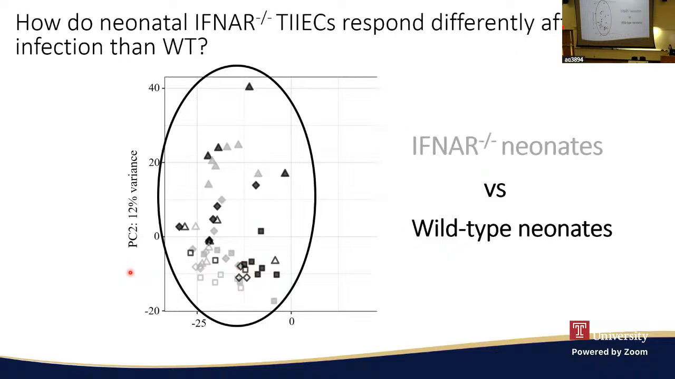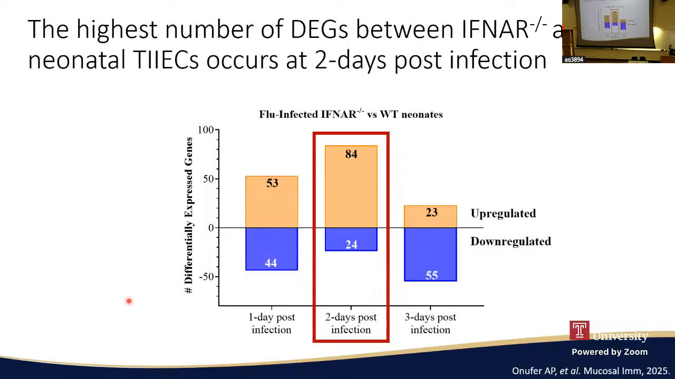But the one comparison we were really interested in was the IFNAR neonates versus the wild type neonates, to understand how these type 2 epithelial cells respond differently in the presence or absence of interferon signaling. And when we performed pairwise comparisons at each time point, we found that the highest number of differentially expressed genes occurs at 2 days post-infection, where 84 genes are upregulated and 24 genes are downregulated in the IFNAR neonates relative to the wild type. And for the sake of time, I'm just going to focus on the 84 upregulated genes.